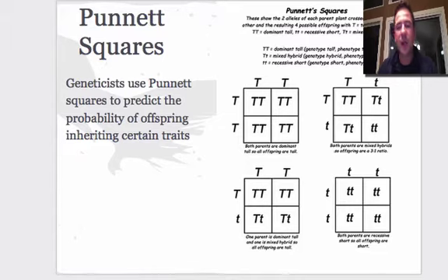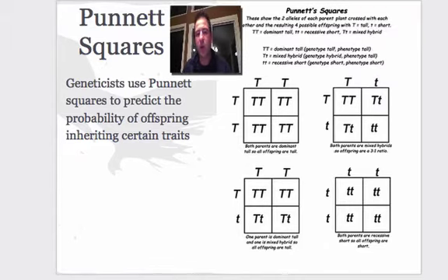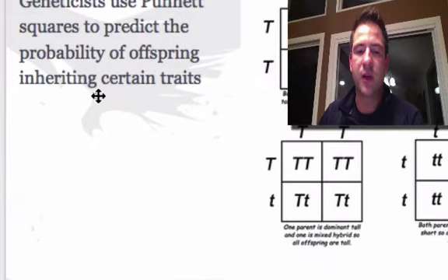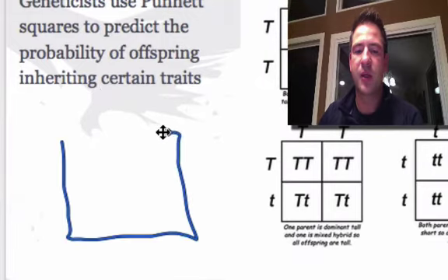Now, the Punnett square. How can we go back to that father, mother, hair color, brown, blonde, recessive traits? Well, we use this thing called the Punnett square, and basically it predicts the probability of inheriting certain traits within your genotype. So if I had the dad, and we're going to put the father on the top, I'm going to make a square, and this is a Punnett square.